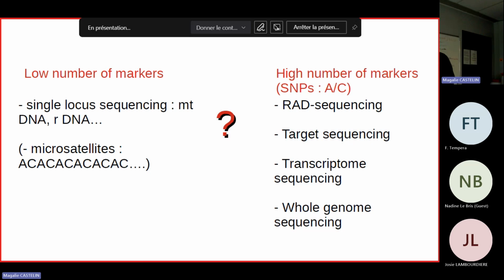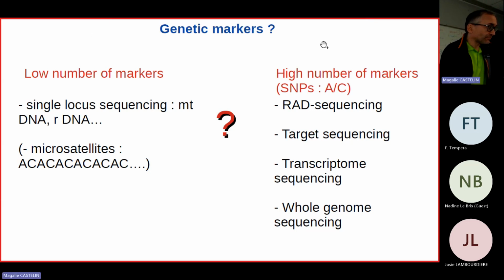So there are different techniques which can be used to do partial genomics, I would say, or reduced genomics, which are RAD sequencing, target sequencing, transcriptome sequencing. And we will see some of these approaches too.